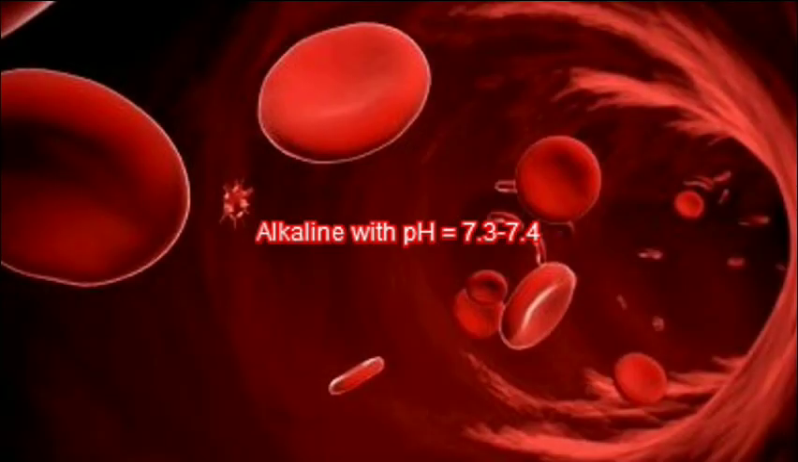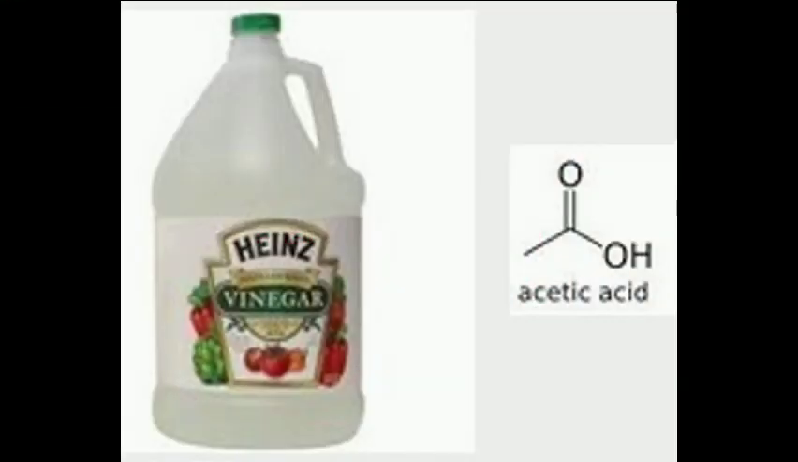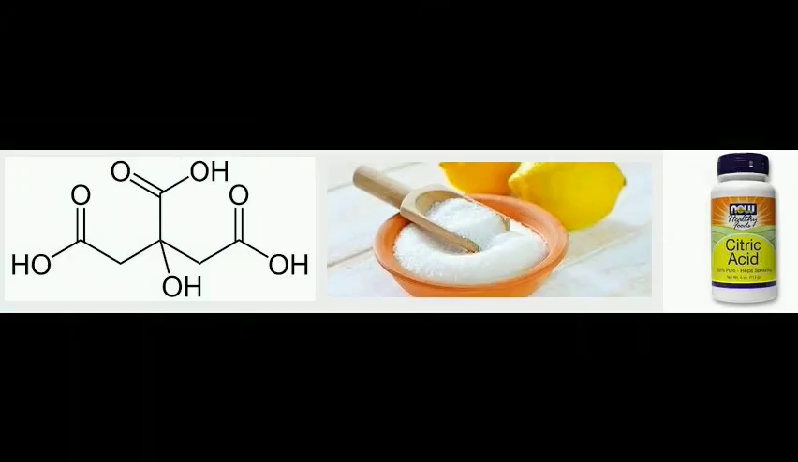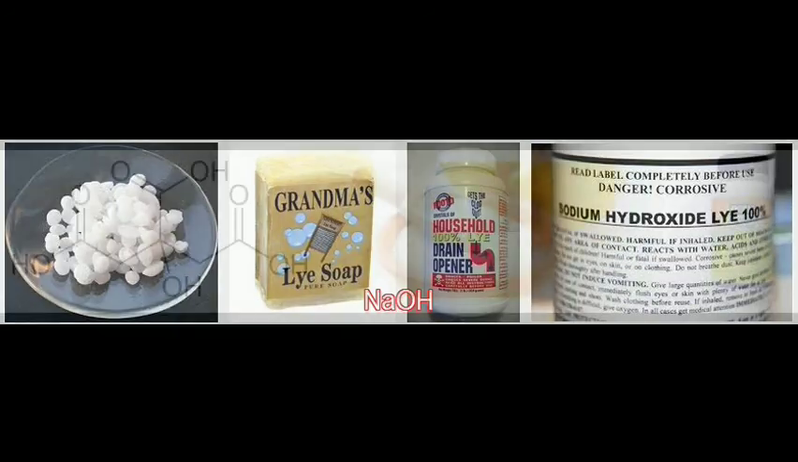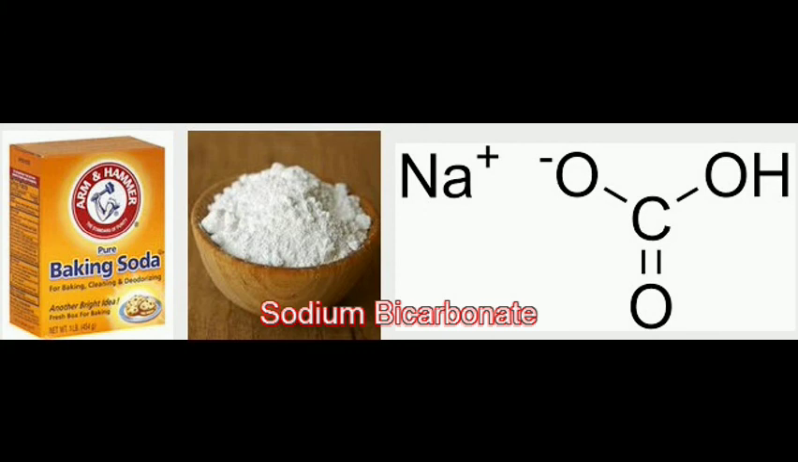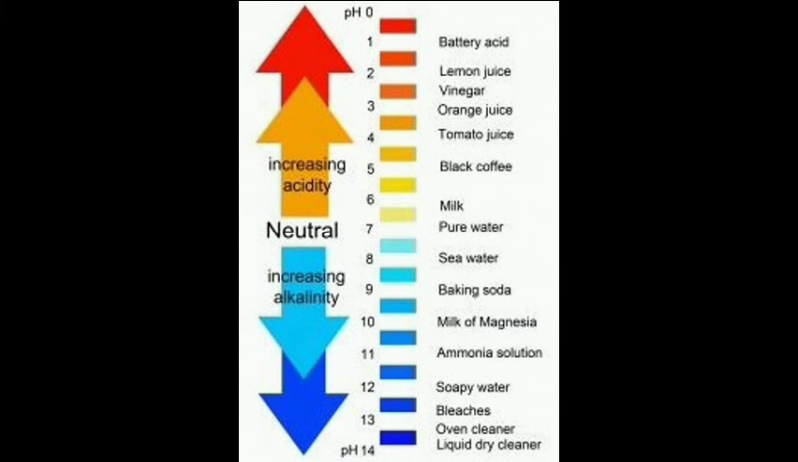Blood is alkaline with a pH of 7.3 to 7.4. Vinegar, acetic acid, soda water, carbonic acid, and lemon juice, citric acid, are familiar acids. Lye, sodium hydroxide, used to make soaps and to clean drains by making soaps out of clogging grease, and baking soda, sodium bicarbonate, are familiar bases. The strength of acidity or alkalinity is indicated by pH value. The pH scale goes from 0 to 14, and each step indicates a tenfold change in acid or alkali strength.